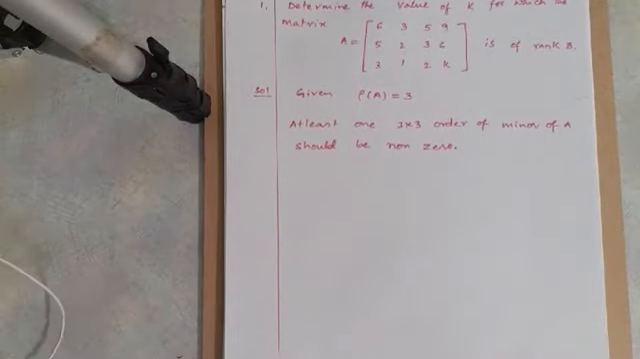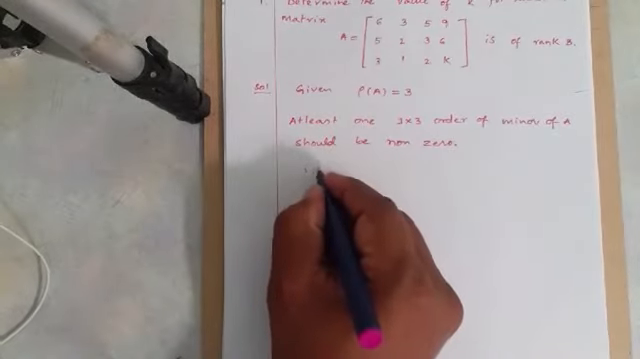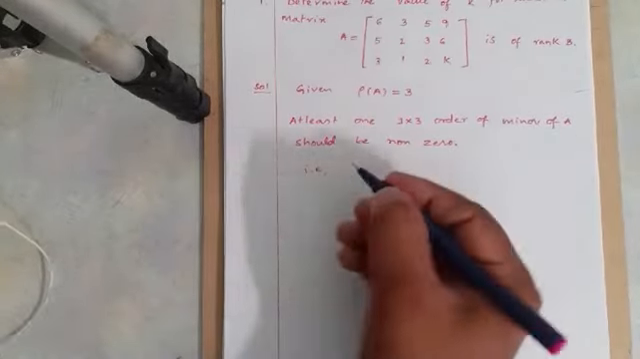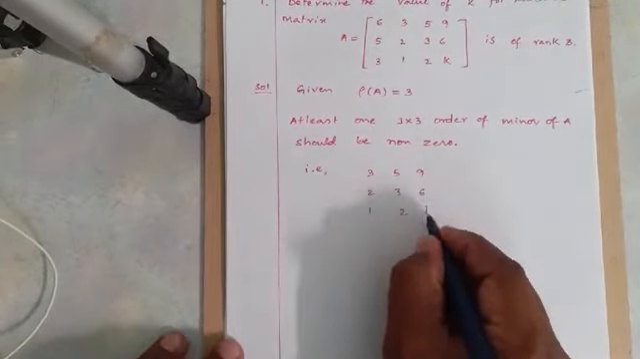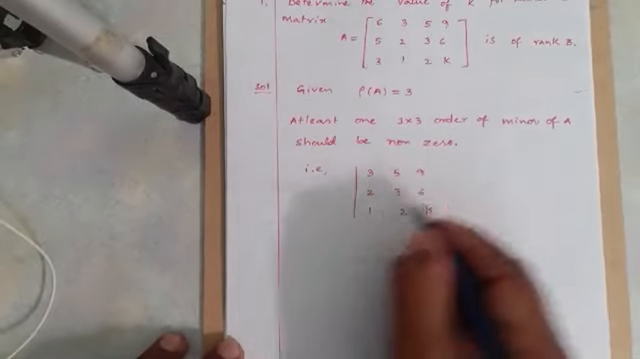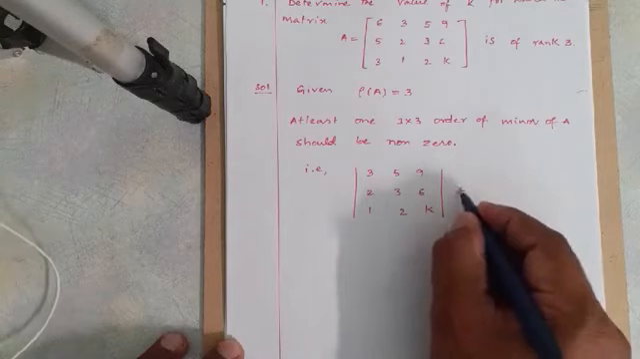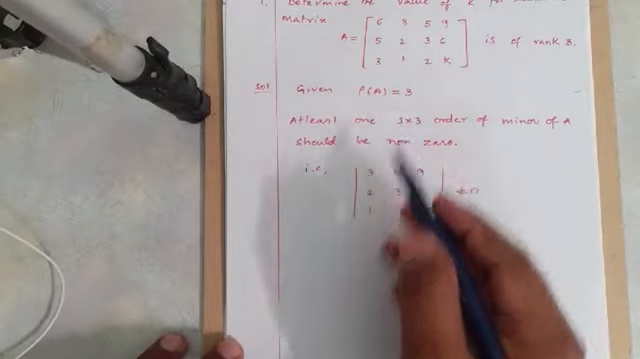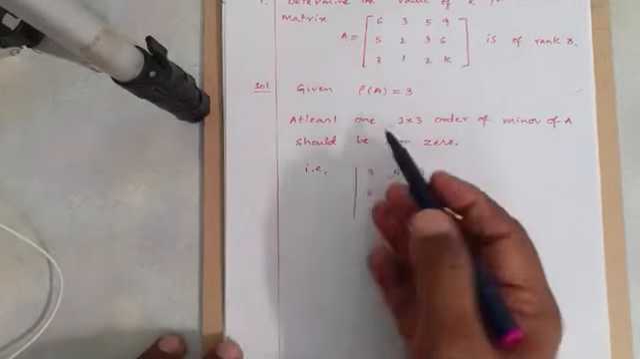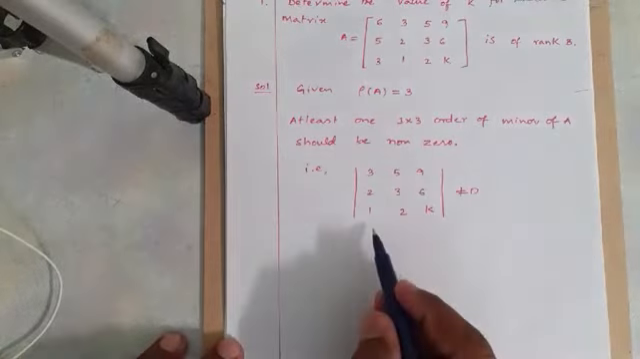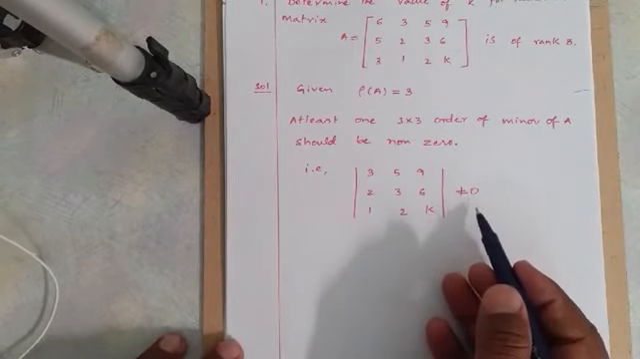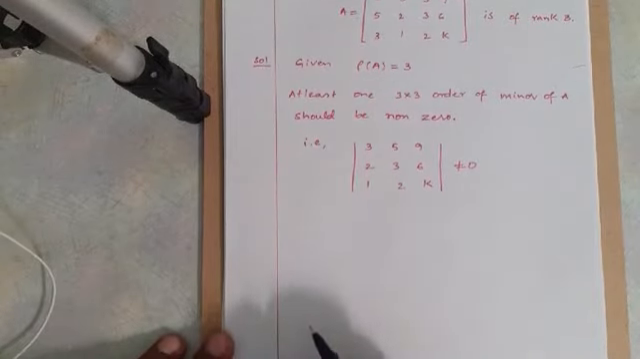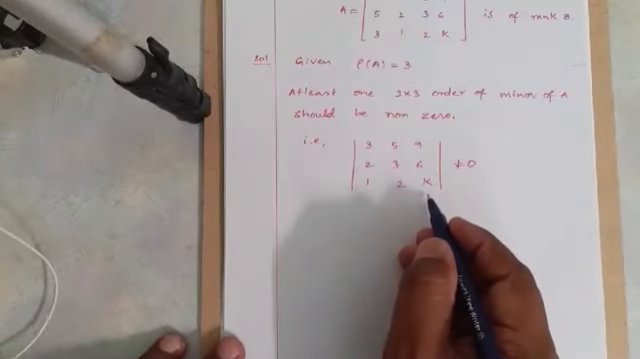So we have to take any 3 by 3 order minor. I am taking 3 5 9, 2 3 6, 1 2 k. After taking this, we write that this is not equal to 0, because it is given rank of A equal to 3. When the determinant of the 3 by 3 order is not equal to 0, then we say that rank of A equal to 3. In the same way we have to find the value of k.